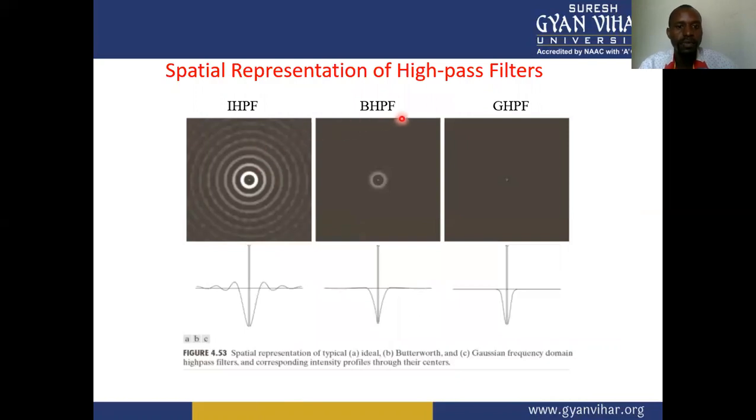So we have a spatial representation of the high-pass filter. We have the ideal, the Butterworth and the Gaussian. Of them, you can see their corresponding intensity profile through their center.